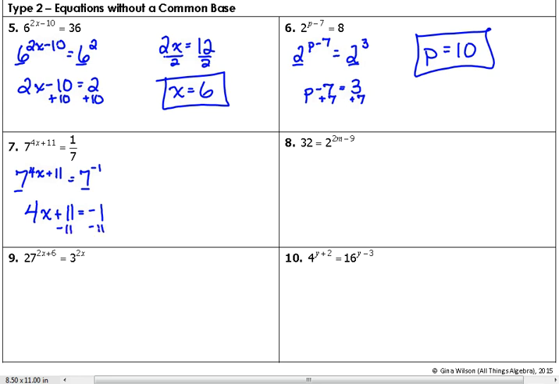Subtract 11 from both sides. 4x is equal to negative 12. Divide by 4. X is equal to negative 3. 4 times negative 3 is negative 12. Plus 11 is negative 1. 7 to the negative first is 1/7.